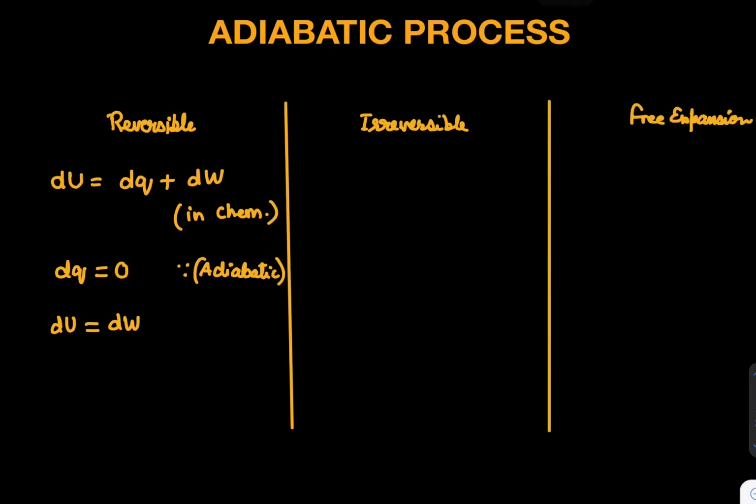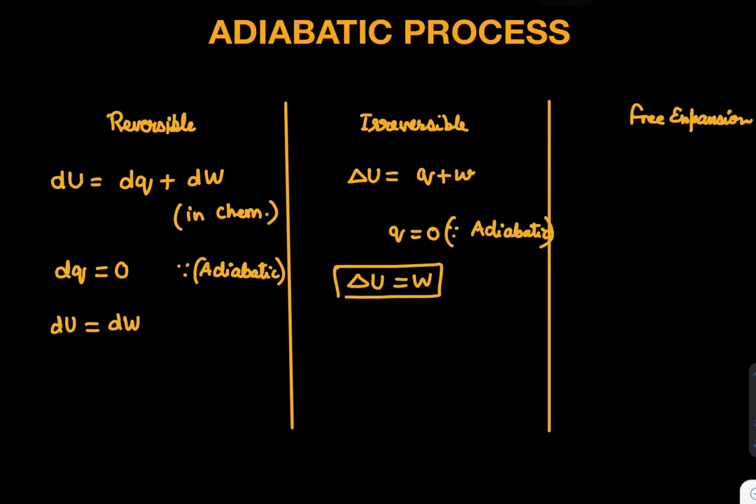If it is irreversible, you will say delta U is q plus w. See, this time I'm avoiding any small d. And then we will say q is 0 since it is an adiabatic process, and an adiabatic process does not allow any heat exchange with the surroundings. So q is 0, hence delta U will be w. So I'm writing things, but there is a small difference in these two.